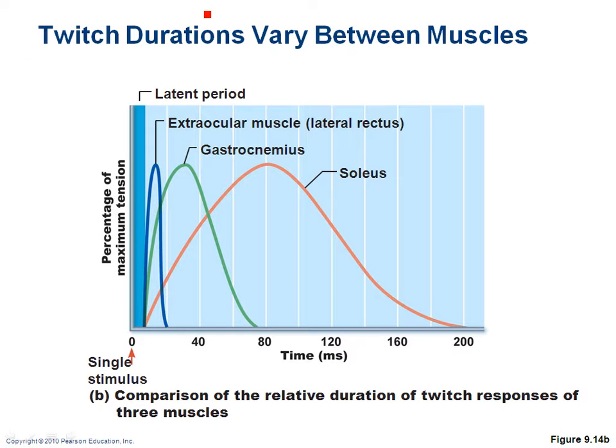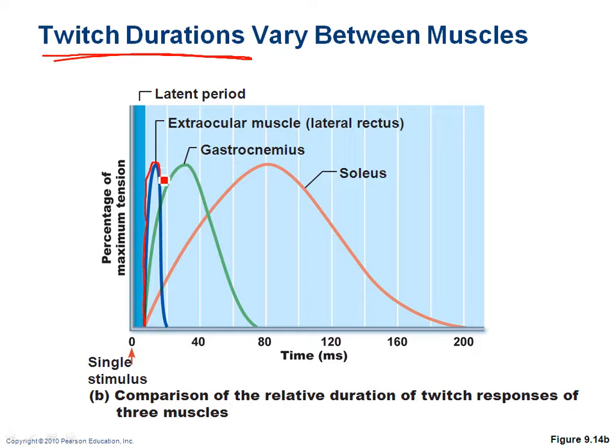This diagram, which comes from your textbook, is just showing you the duration of these twitches. You know, how long does it take to go through a contraction relaxation phase? That can vary from one skeletal muscle to another. I'm not going to spend a lot of time on this slide. You can take a look at it in your textbook.